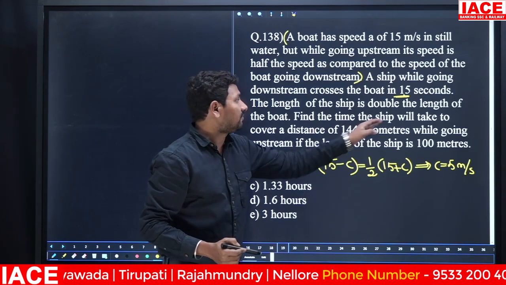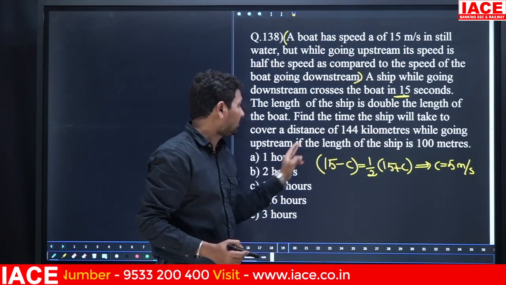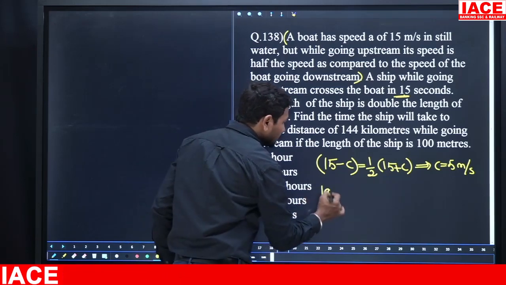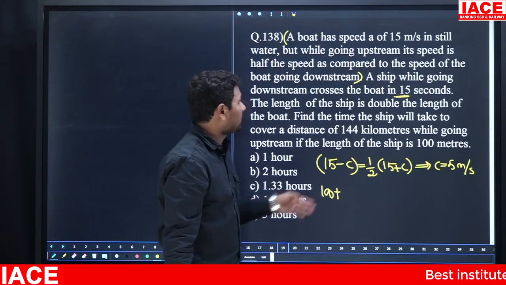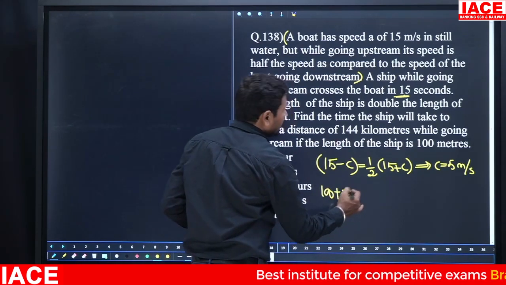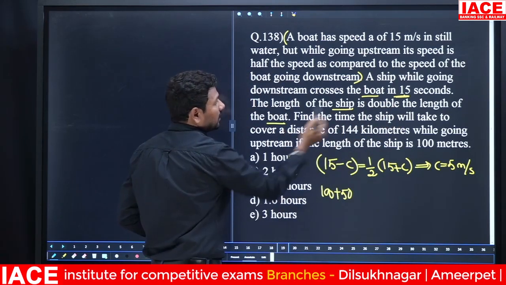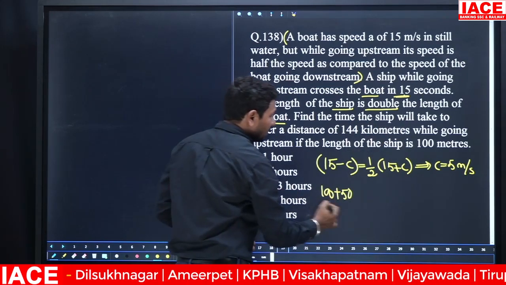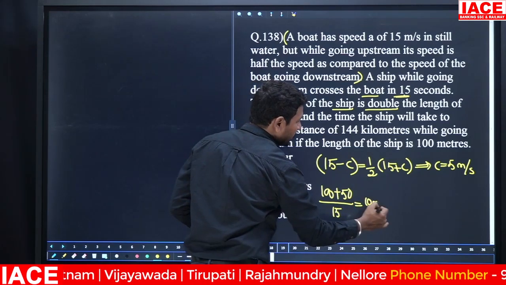Find the time the ship will take to cover a distance of 144 kilometers while going upstream. The length of the ship is 100 meters, and it crosses the boat. Comparing the ship and the boat, the ship is double. Then 100 means 50. It crosses in 15 seconds, which belongs to 10 meters per second.